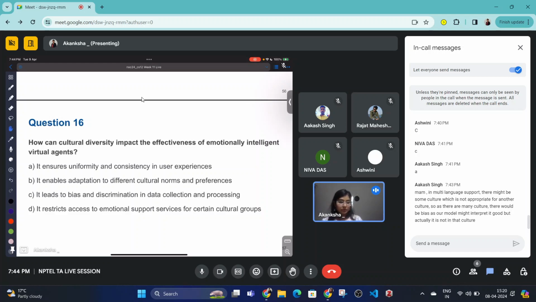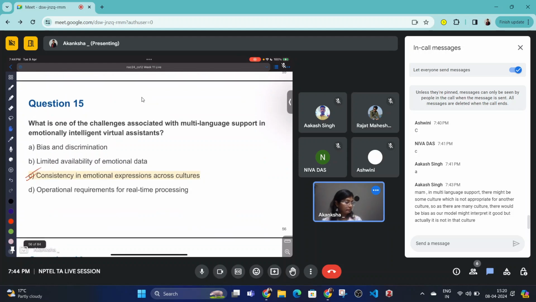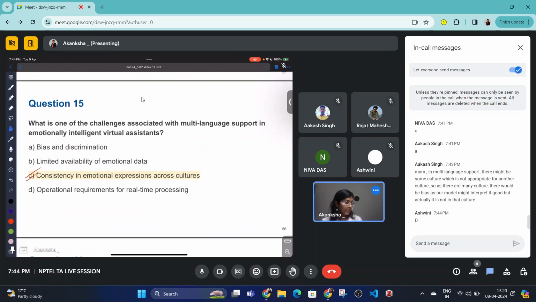True, true. You're absolutely right. So I think bias is also there. See, multi-language is something, how to put it, we have to select the most appropriate option. Bias can also be there.